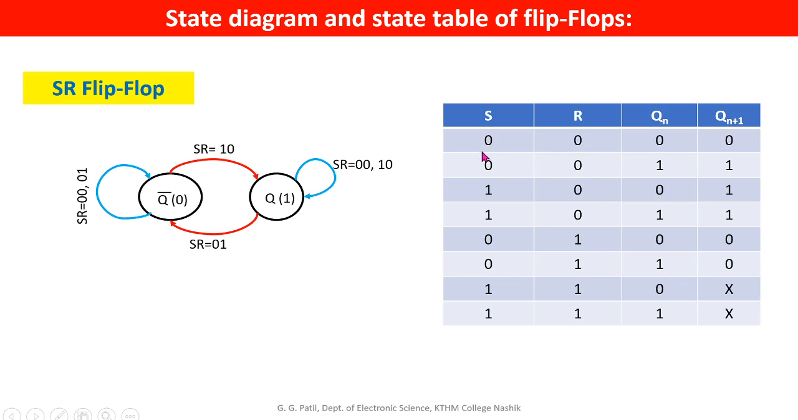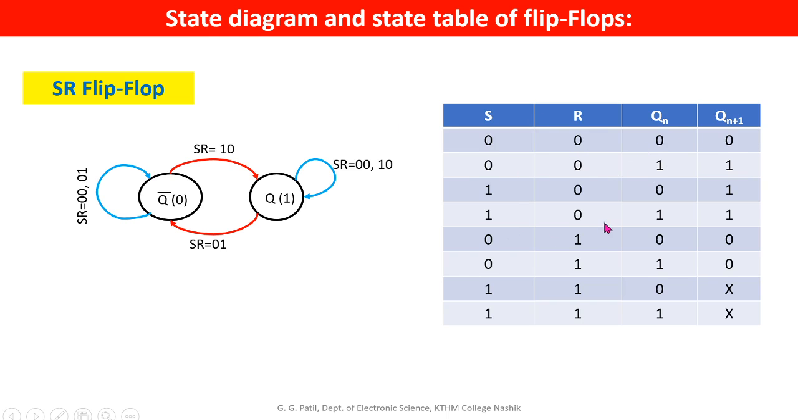In the SR flip-flop, if the input is 0 0 and the present state output is 0, the next state is 0. And if the present state output is 1 and the input is 0 0, the next state output is 1. It maintains the same state under input conditions 0 0.